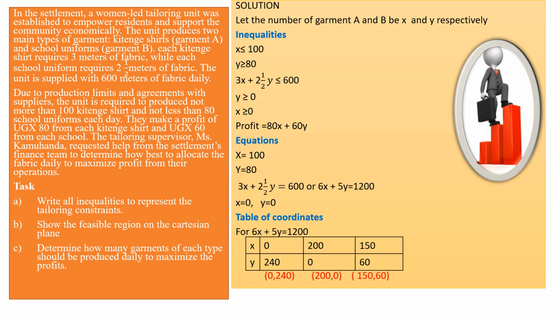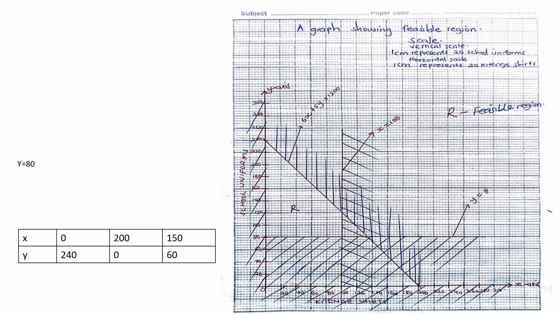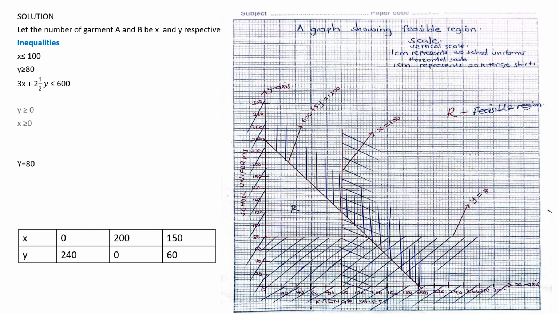After drawing the table of coordinates, better you go and now show the inequalities on the Cartesian plane. And then now, we are going to the graphing part.